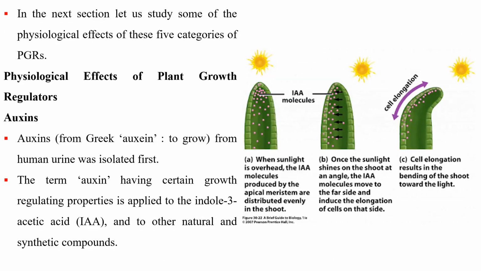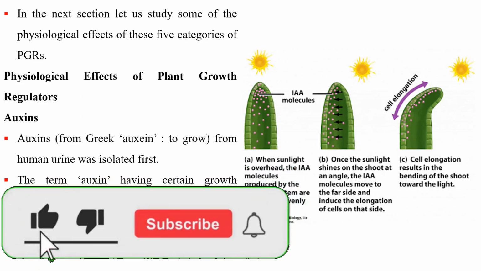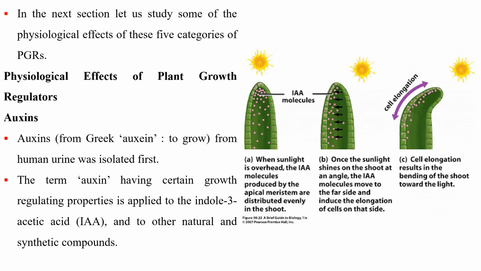In the next session, let us study some of the physiological effects of these five categories of PGRs. Physiological effects of plant growth regulators. Auxins. Auxins were first isolated from human urine. The term auxin, having certain growth regulating properties, is applied to indole-3-acetic acid and to other natural and synthetic compounds.